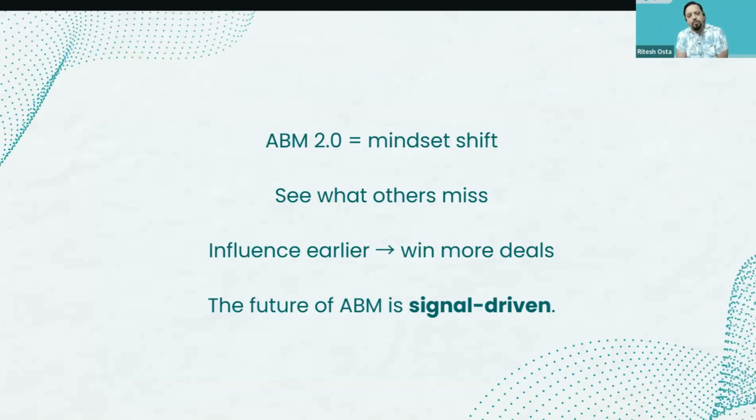So ABM 2.0 is more of a mindset shift. Okay, it's very important to shift your mindset from reactive to proactive. See what others are missing. Influence earlier. The future of ABM is signal driven. Okay, so the mindset needs to be shifted. The mindset needs to be, hey, you know what? How can I identify before everybody else? How can I influence before everybody else? How can I find out all the signals? That's the future of ABM. And if the mindset shift happens, then all the other shifts will also happen. So I think that's pretty much it.